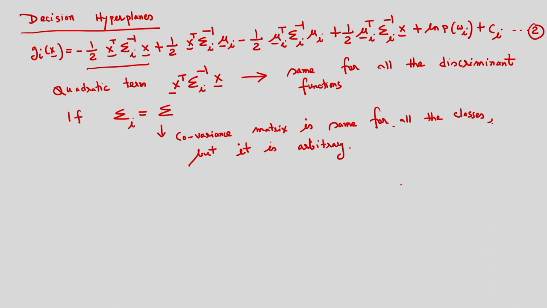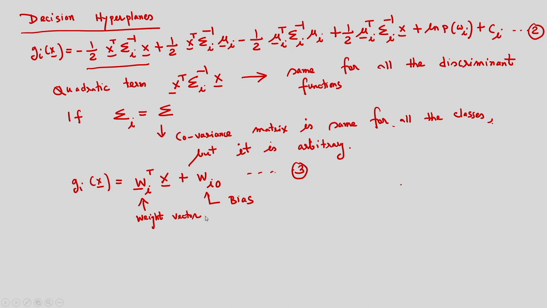So the covariance matrix is the same for all the classes, but it is arbitrary. Corresponding to this, equation number 2, the discriminant function, I can write like this: wi transpose x plus wi naught, where wi is the weight vector and wi naught is the bias. Call this equation number 3. This weight vector wi is nothing but sigma inverse mu i.